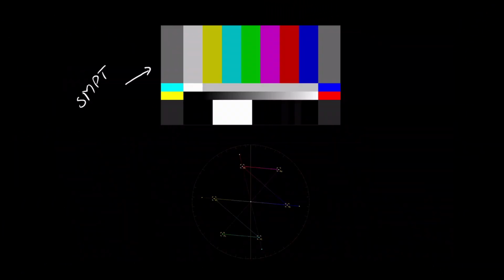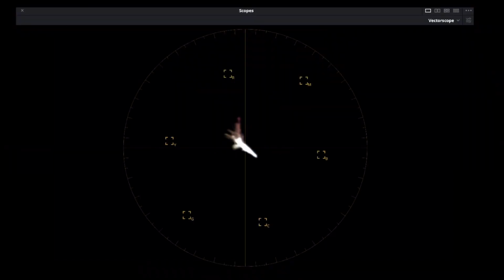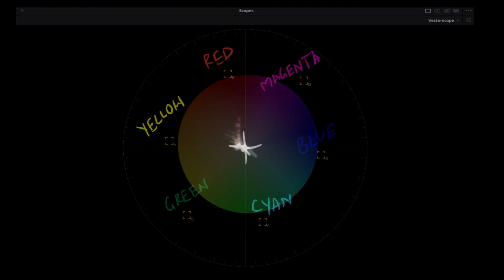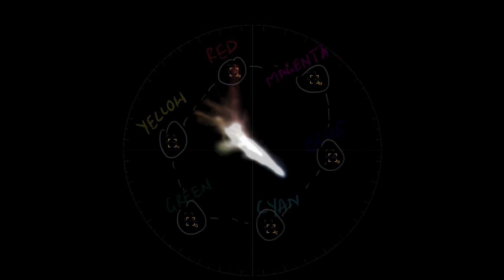Let's take an SMPTE chart for an example. This is a typical broadcast signal chart where each color bar represents a corresponding segment on the vectorscope. For example, yellow, red, magenta, blue, cyan, green. The center point represents zero color or the gray point. The small bracketed points that you see are the safety nets used by the broadcast and television industry. If the saturation or color goes beyond this point, it is not considered broadcast safe.